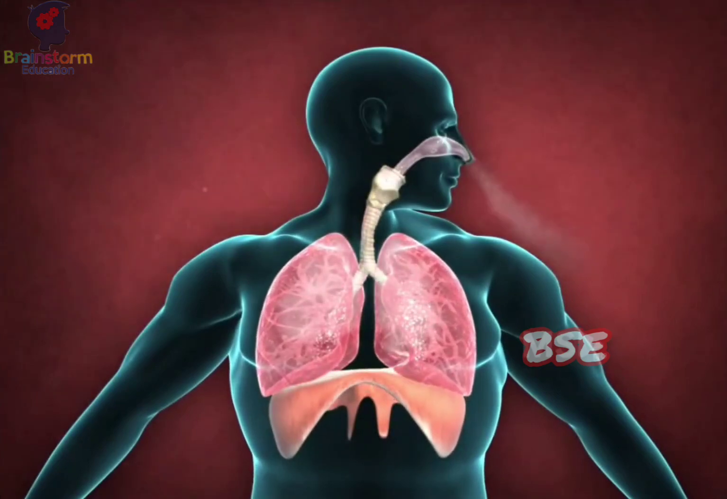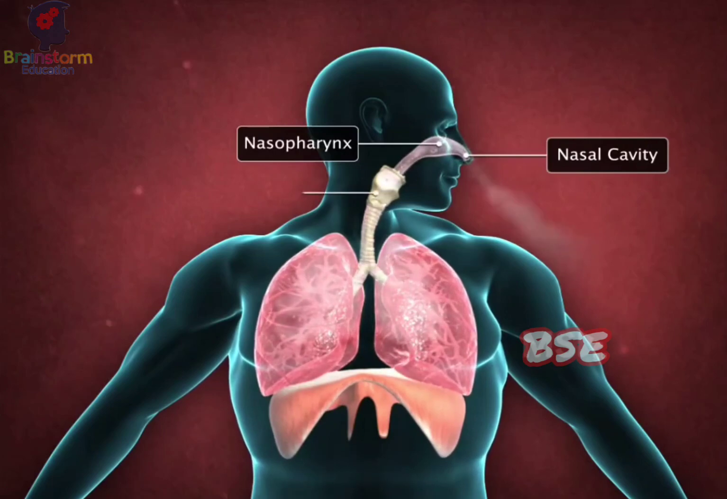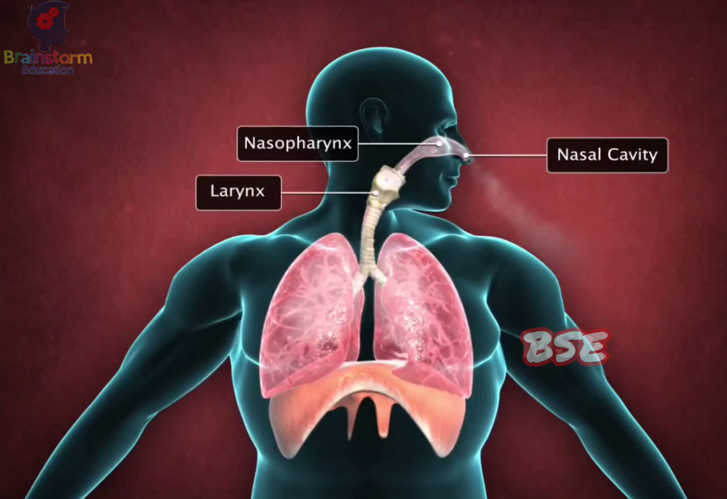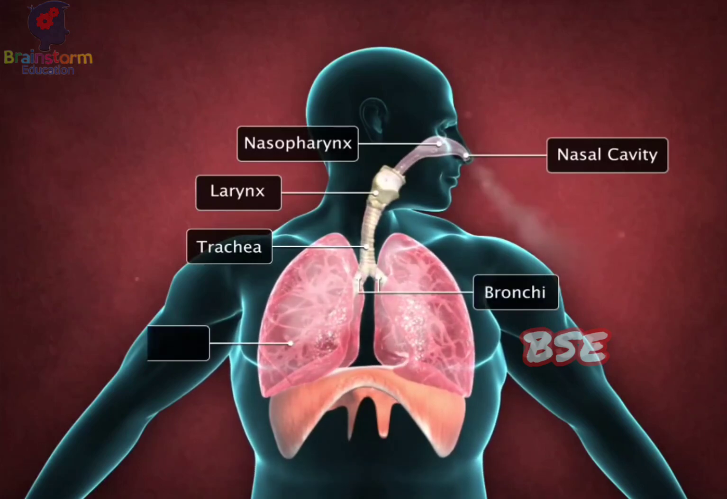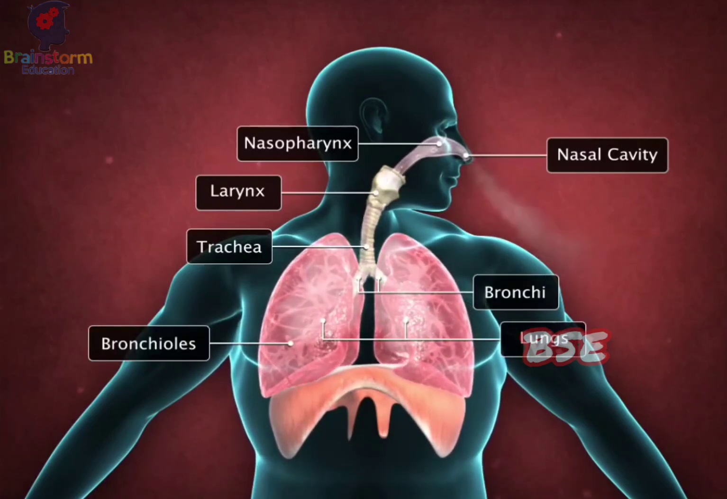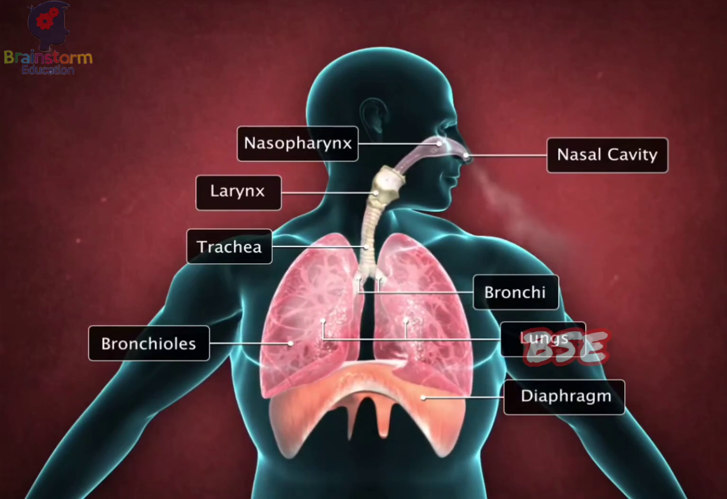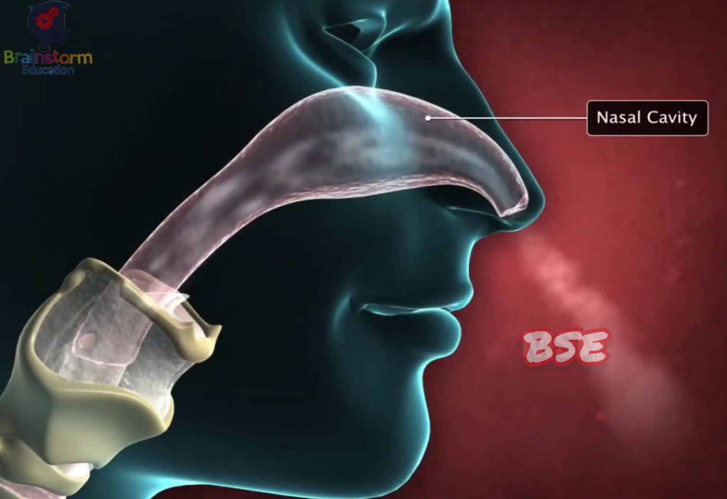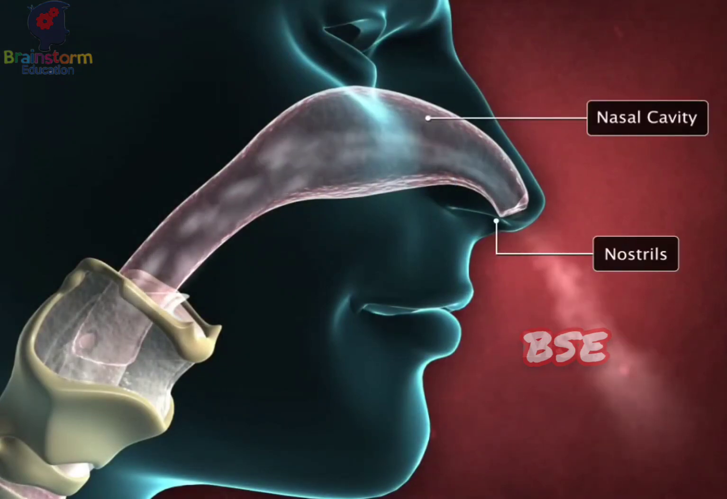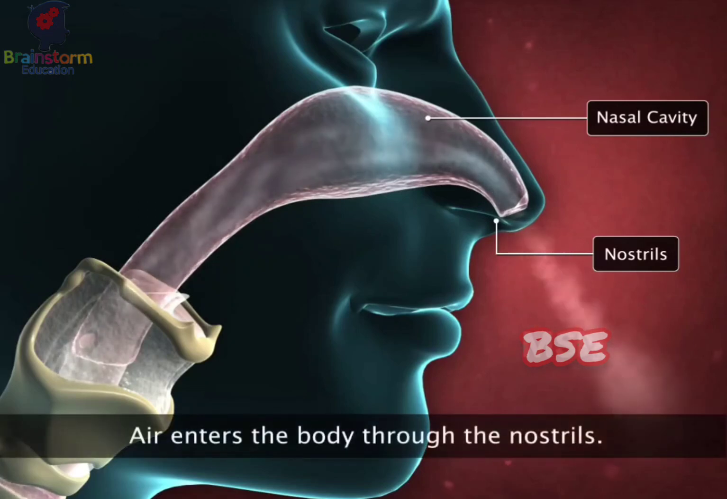Let's check what organs altogether constitute our respiratory system. The human respiratory system consists of the nasal cavity, nasopharynx, larynx, glottis, epiglottis, trachea, bronchi, bronchioles, lungs, and diaphragm. Let's take a closer look at each of them. The nasal cavity lies above the mouth. The nostrils are the openings to the nasal cavity. The nostrils and nasal cavity are the point of entrance and exit for air.